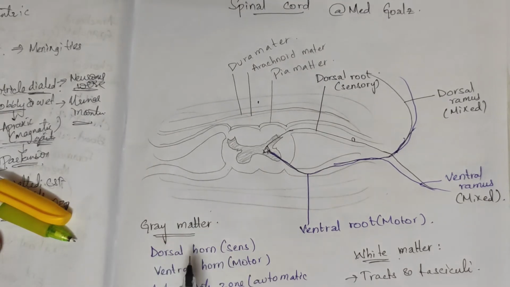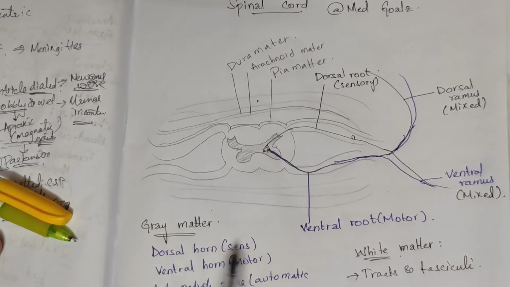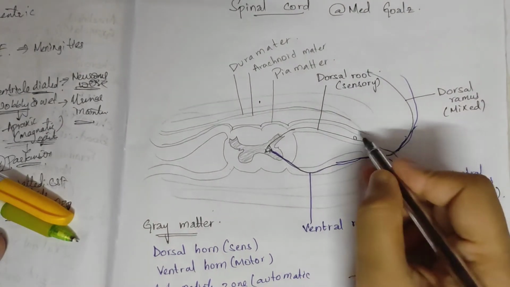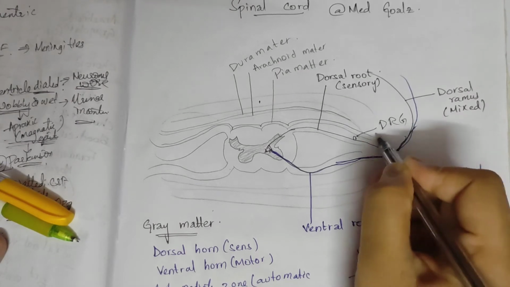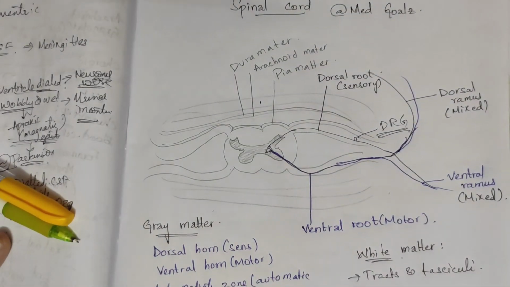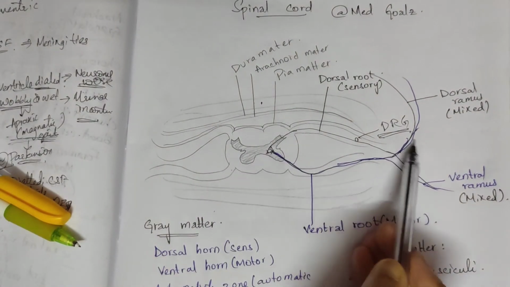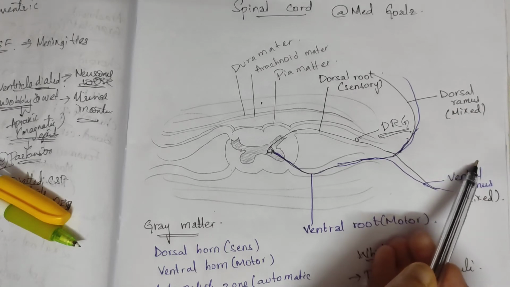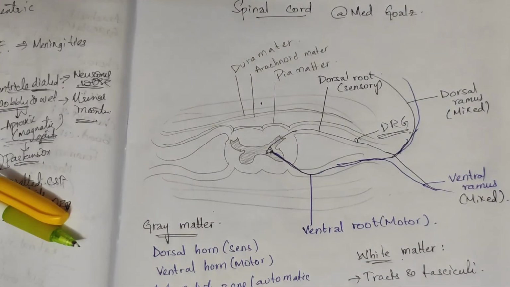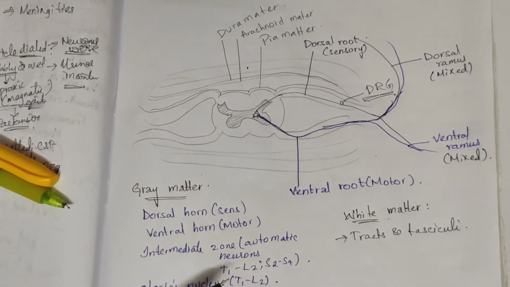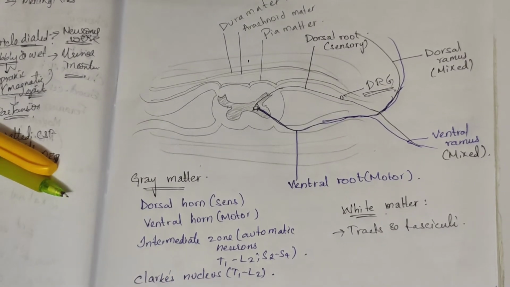In the grey matter, the dorsal root ganglia here are an example of pseudo unipolar neurons. If you check out the previous videos, you can find that. And this is derived from the neural crest. The grey matter consists of the dorsal horn, ventral horn, intermediate zones and also Clark's nucleus.